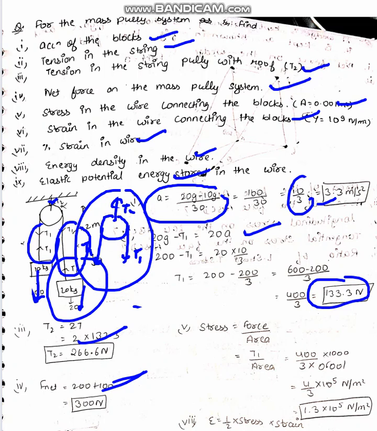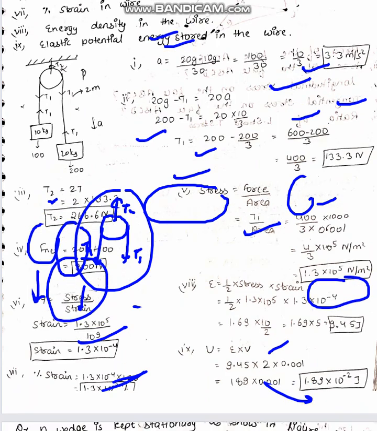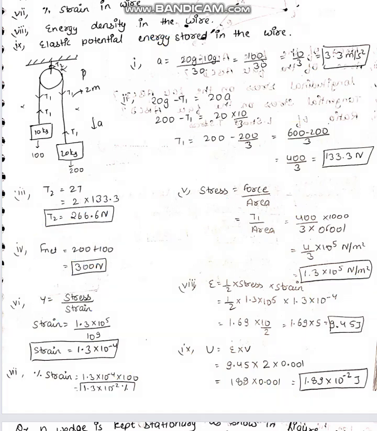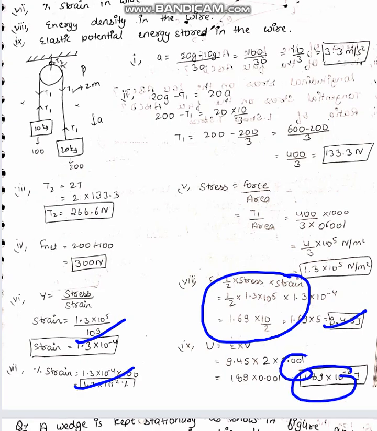Next we need to find the stress, which is force by area. So you can find the stress using the simple formula. Then we need to find the strain. Using the concept of Young's modulus, we can find the strain as this. Percentage strain is just multiplied by 100. Then we have energy density, which is half stress into strain. It comes out to be this. Then we have potential energy stored, which is energy density into volume. So it comes out to be this much. Let's begin with the next question.